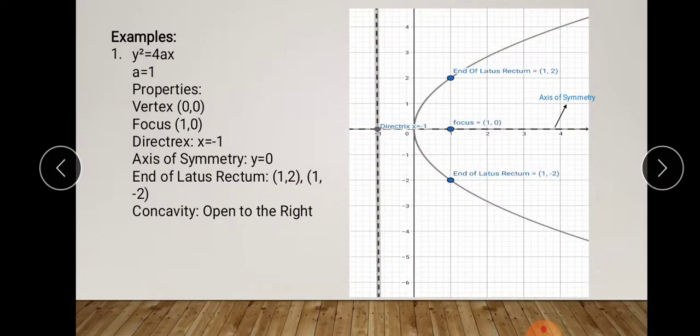Examples: y squared equals 4ax, and a is equal to 1. Properties: vertex 0, 0, focus at the point 1, 0, directrix x equals negative 1, axis of symmetry y equals 0, and the ends of latus rectum are points 1, 2, and 1, negative 2, and the concavity is open to the right. And this is the graph of example number 1.